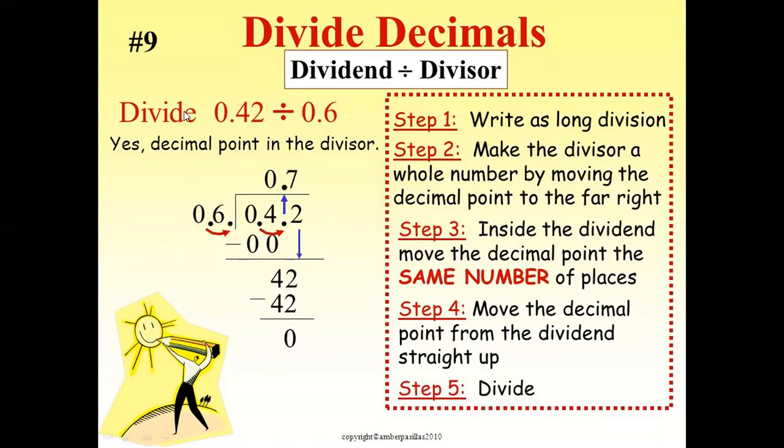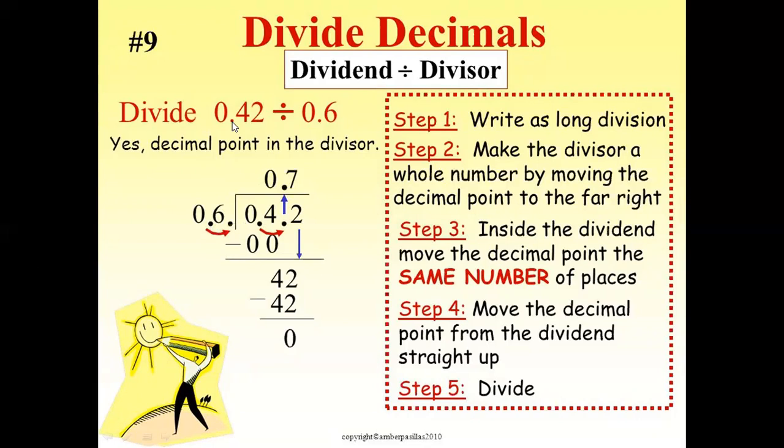So the question is 0.42 divided by 0.6. If we write it in the proper long division method, we will have 0.6 outside and 0.42 inside. Don't get confused with these zeros and the arrows. Now what's the first step we have to do? You know that we cannot divide unless the decimal in the divisor is moved. So how many place values do I need to move the decimal to remove it? I need to just move one place value.